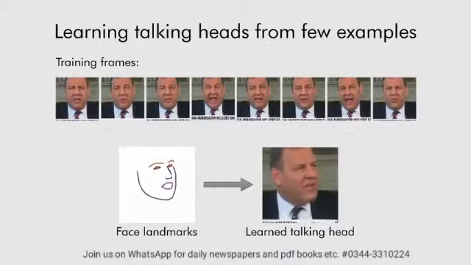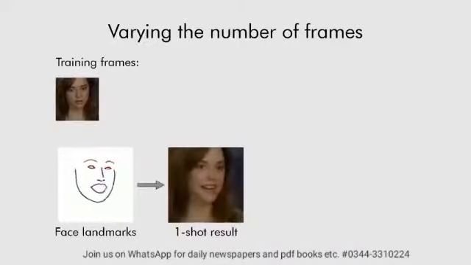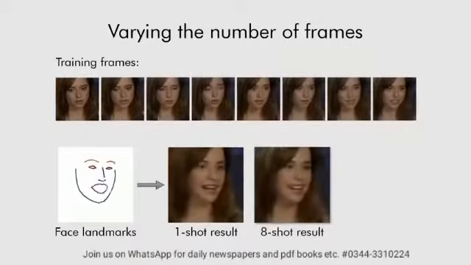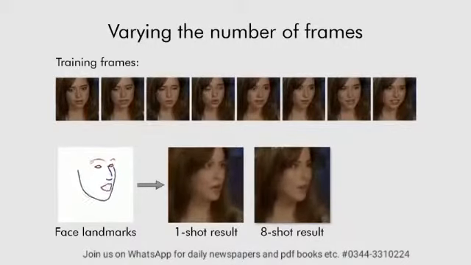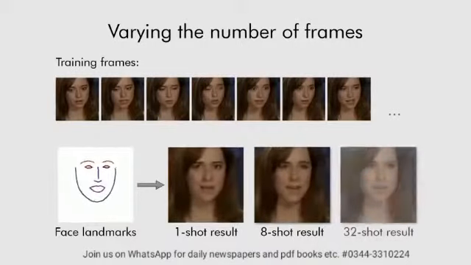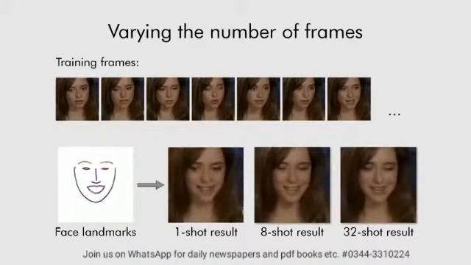Our talking head models work well, even for new view angles, not present in the training examples, as shown here. Our system can learn from different numbers of frames. One-shot learning from a single frame is possible. Of course, increasing the number of frames leads to head models of higher realism and to better identity preservation.